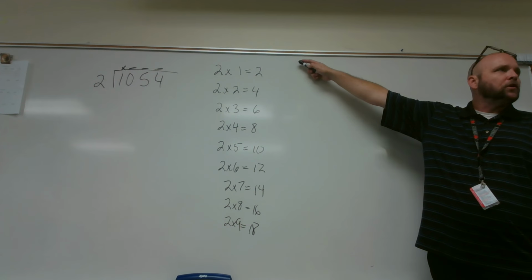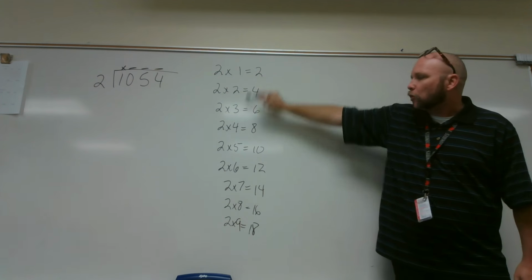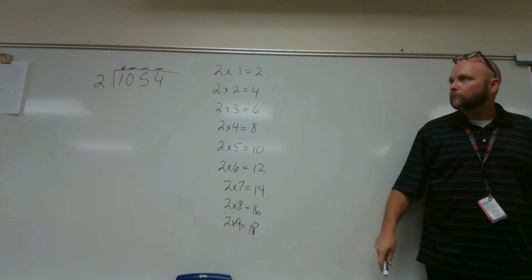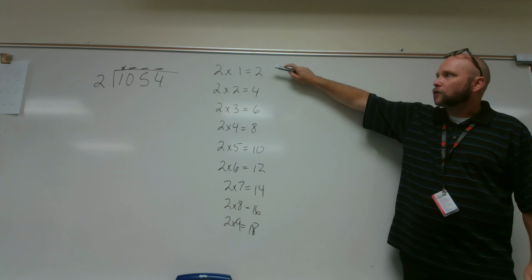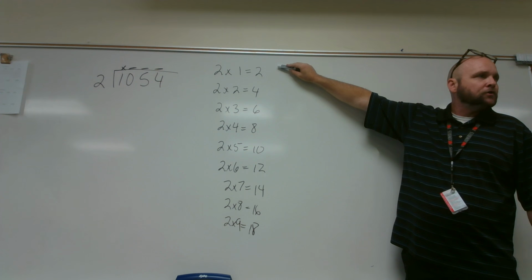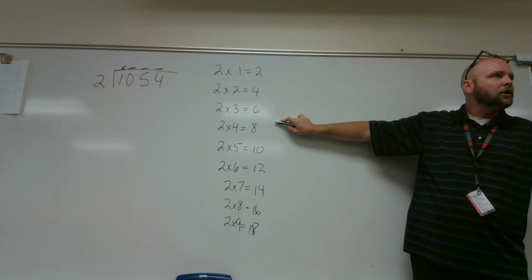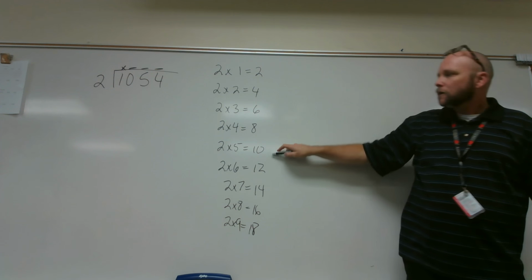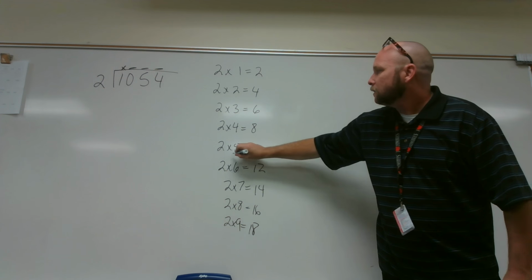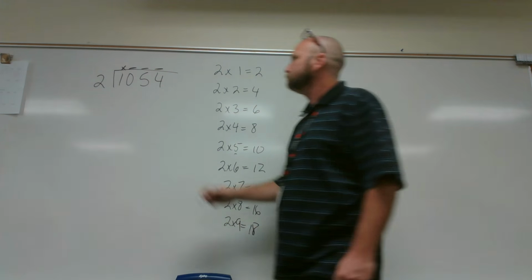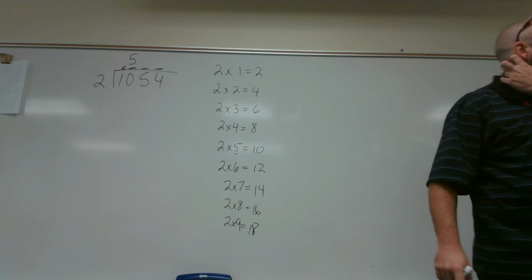Now this is where my multiples help me out. I'm going to look at my multiples of 2. I want to get as close to 10 as I can without going over. So stop me when I get as close to 10 as I can. 2, 4, 6, 8, 10. Good. So 10 is as close as I can get to 10 without going over. That means the first number in my quotient is going to be a 5.